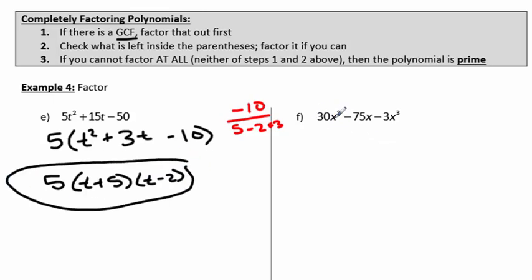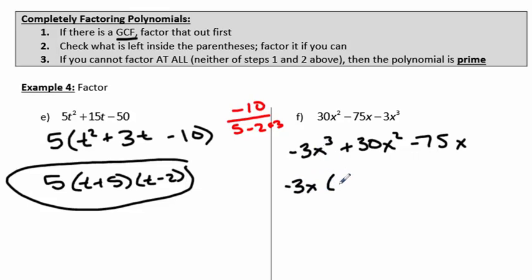Part F, 30x squared, 75x, and negative 3x cubed is not written in the correct order. The first thing I need to do is write it in descending order. So it'll be negative 3x cubed plus 30x squared minus 75x. Notice that the first term is negative, so I'm going to factor out a negative, and it's going to be a negative 3x, since these can all be divided by 3 and x.